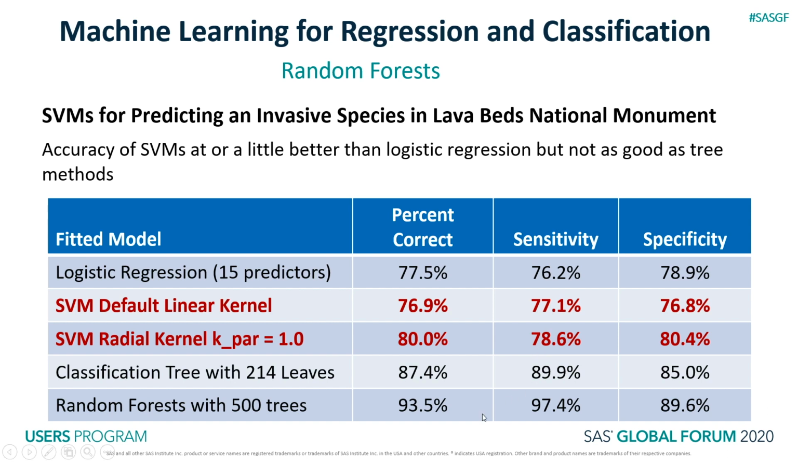In this particular example, the support vector machine did not do nearly as well as random forests or even a classification tree, but there are problems that I have encountered in which support vector machines perform the best out of all of these very good classifiers that we have available to us now.